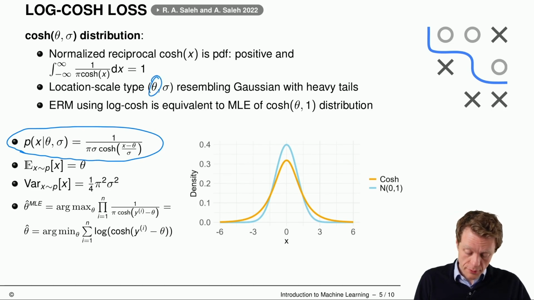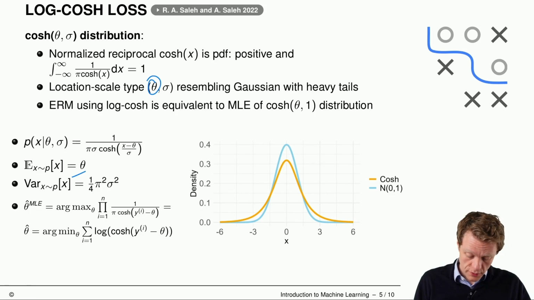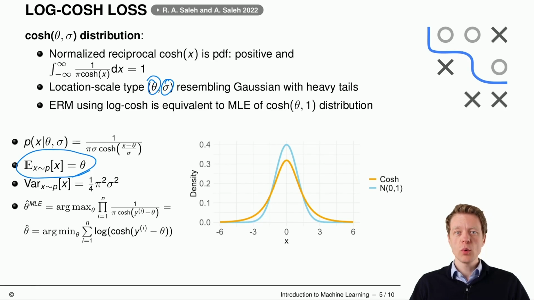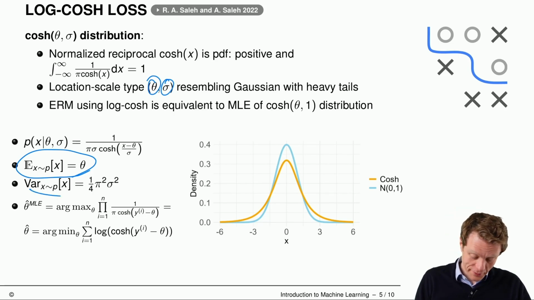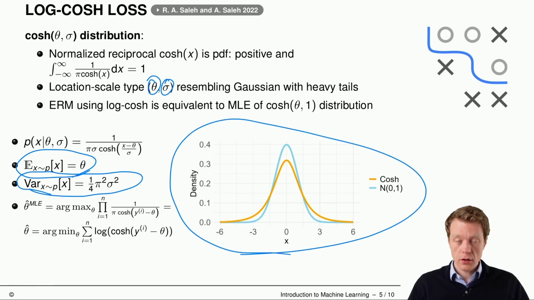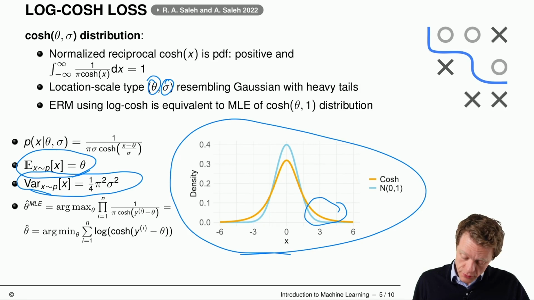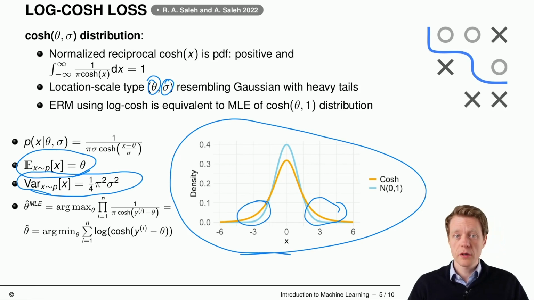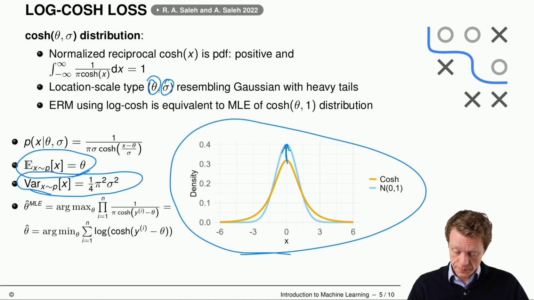So theta is the location parameter, which in the end will also be the expected value, and sigma is the scale parameter, which is not the variance, also not the square root of the variance, but it covers the scale of this distribution. If we compare the Cosh density with the Gaussian density, we see that it's similar, but the Cosh distribution has heavy tails, so there's more probability mass in the tails here and a little bit less here. The Gaussian distribution has higher values in the middle, or more probability mass.